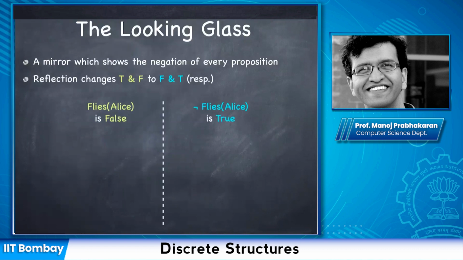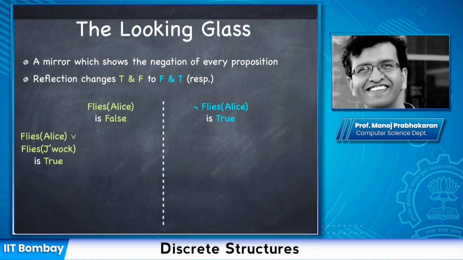So on the left, it was a false proposition. The reflection is a true proposition in this case. Okay. And conversely, if I hold up a true proposition, its reflection would be a false proposition. So here is another proposition, a true proposition. It says flies Alice or flies Jabberwock. And Jabberwock does fly, so this is a true statement. And what should its negation look like?